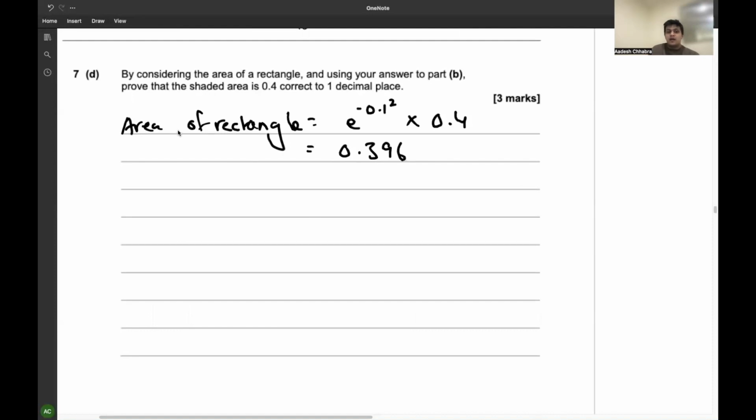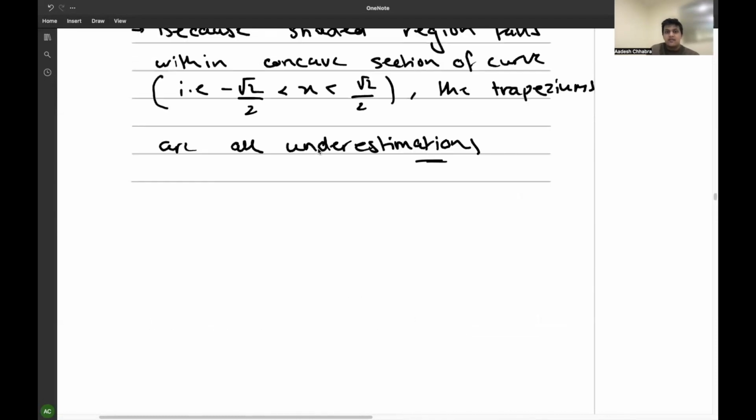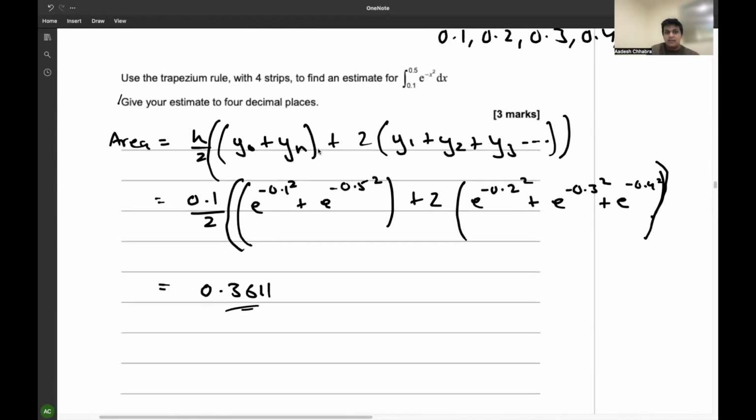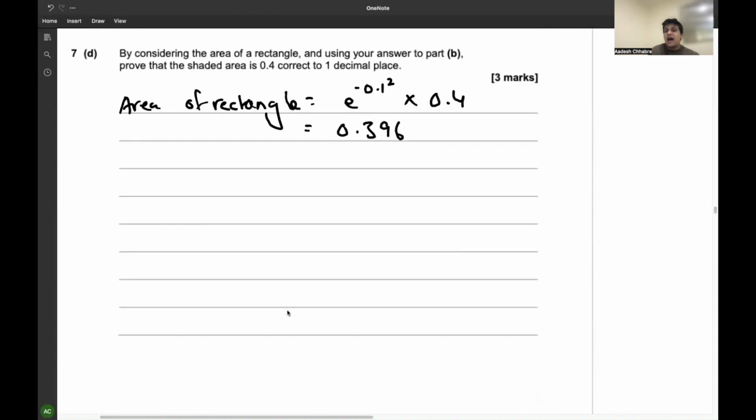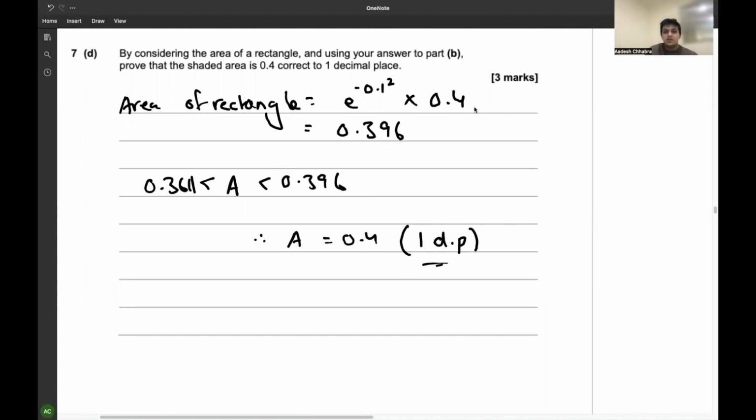Now, this area of a rectangle is an overestimation, and we have proven that the area under the curve that we calculated in part B was an underestimation. So we know that our actual area lies somewhere between 0.3611 and 0.396. And because it does fall within that region, we can safely say that A would round up to 4. And so we can say that A is thus equal to 0.4 when we round to 1 decimal place, hence solving this question.